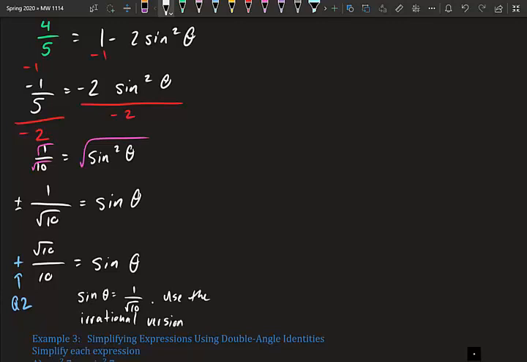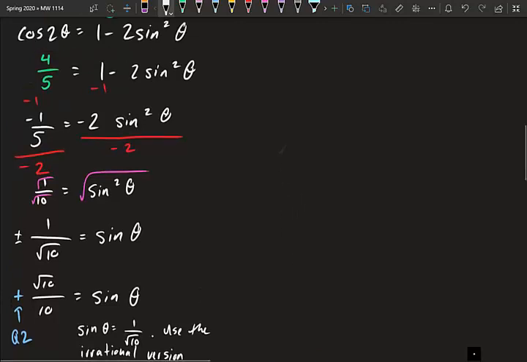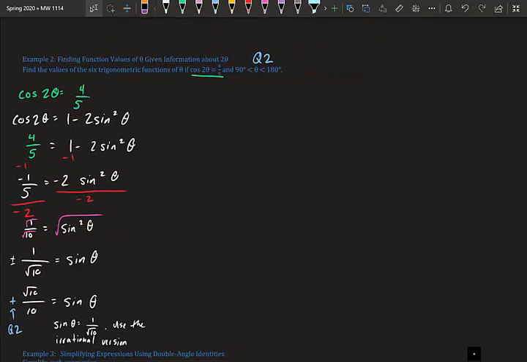We use the irrational version because it just makes things easier when we go along. So use the version before you rationalize the denominator. Alright, now we have sine, but we need to find the other ones. We need to find the rest of them. We just have sine, so we need to find cosine, tangent, cosecant, secant, and cotangent.